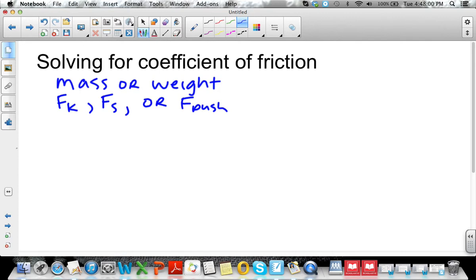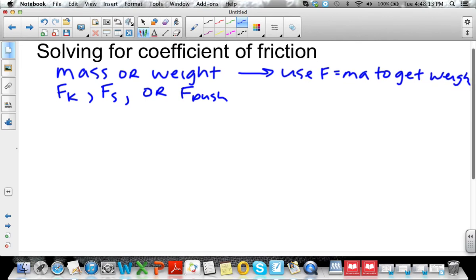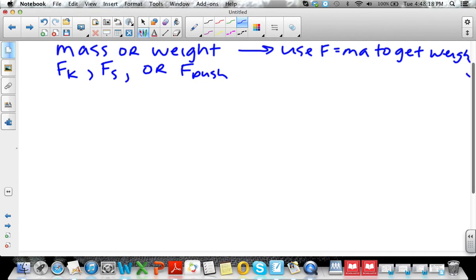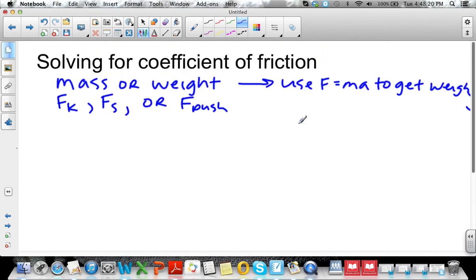Okay, so let's see, no matter what, for mass or weight, you can use F equals ma to get the weight. Or you can go backwards to solve for the mass. We usually don't need that. We usually need the weight. So if it's given to you, that's great. If it's not and you're only given the mass, then use F equals ma first thing to calculate the weight.